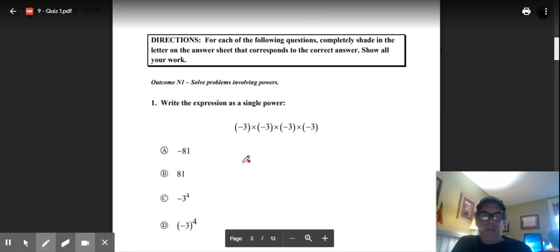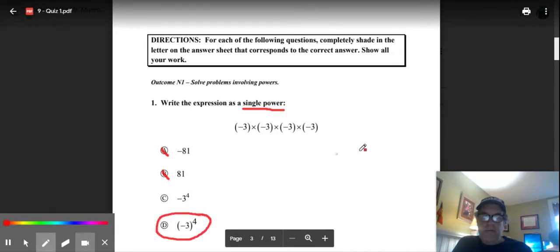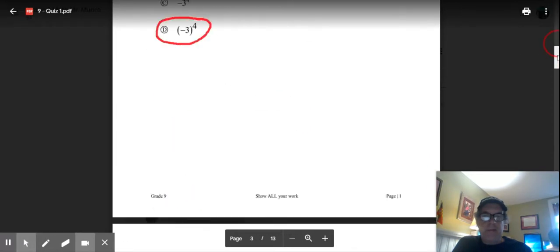So the first one I think most people were okay with. You have to write this as a single power, which right off the bat, it can't be a number. It has to be written as a power. And because these are inside the brackets, the number that's repeatedly multiplied is 4 of those. Okay, 4 of the -3's. On to the next question.